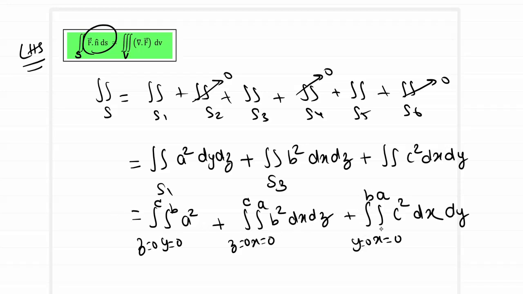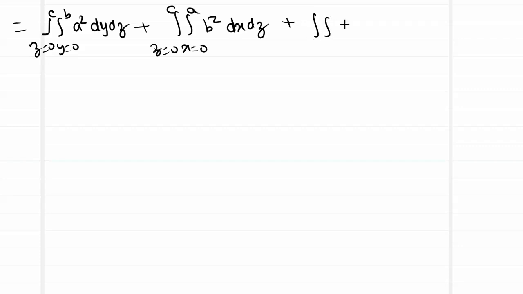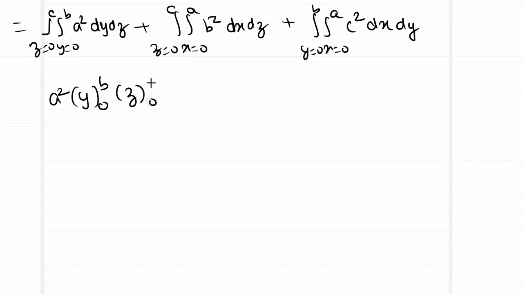So now if I evaluate these three integrals, then I am done with my left hand side. So let us evaluate these three integrals. Double integral a square dy dz, y varying from 0 to b, z varying from 0 to c. Double integral b square dx dz, x varying from 0 to a, z varying from 0 to c. Double integral c square dx dy, x varying from 0 to a, y varying from 0 to b. A square is a constant. Integral dy will give me y between 0 to b. Integral dz will give me z between 0 to c.